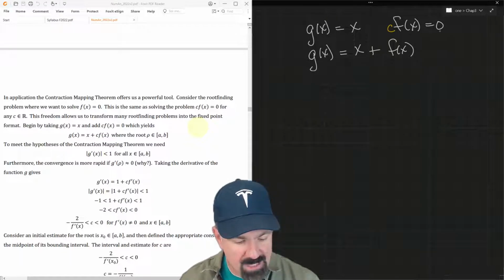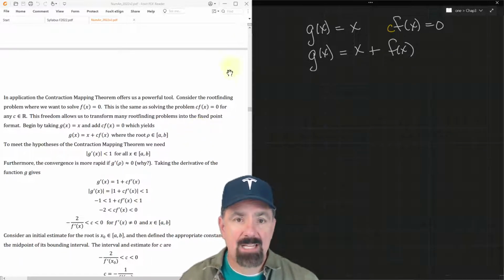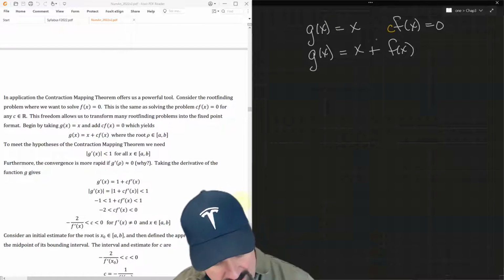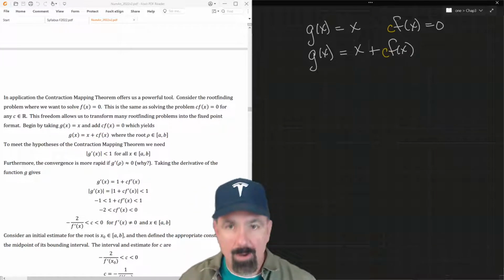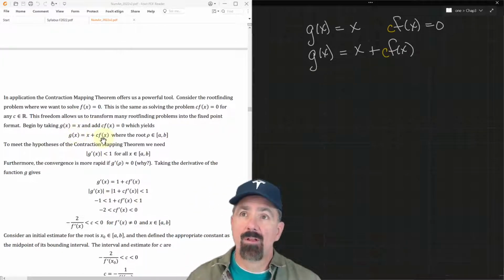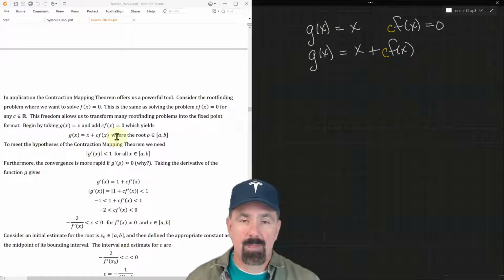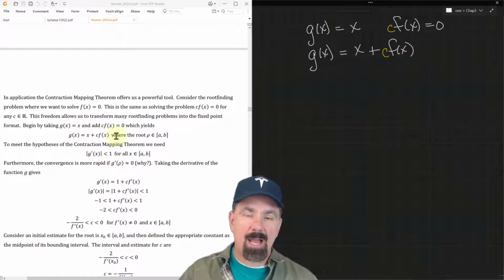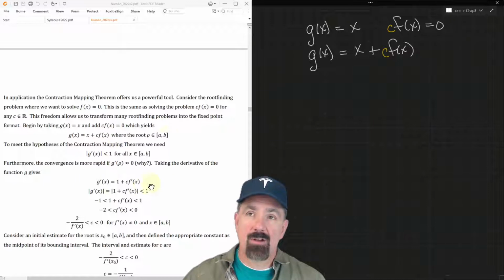I can multiply both sides of this equation by c, so I can multiply here, and I end up with this, and that's where the c comes from in my representation here for the contraction mapping. And now what I seek is a c value that allows me to meet the hypotheses that were stated in the contraction mapping theorem. And that's what this derivation right here is doing.